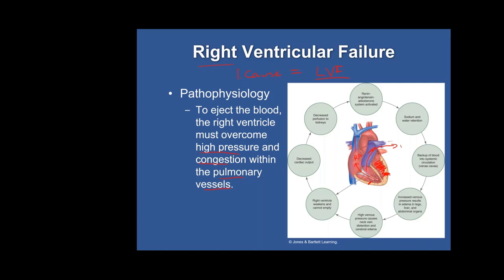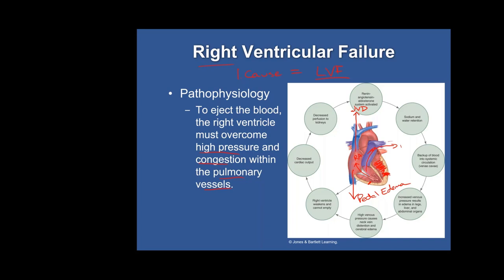And then it backs up into the superior vena cava, and we get our JVD. And it backs up into the inferior vena cava, and we get our pedal edema, right? Or sacral edema, right? We get that lower body fluid back up, right? So that's the signs that we see.